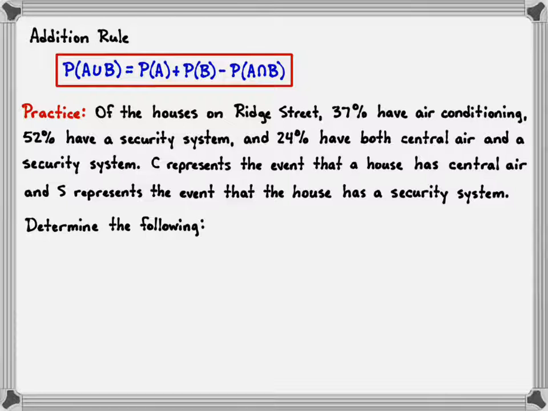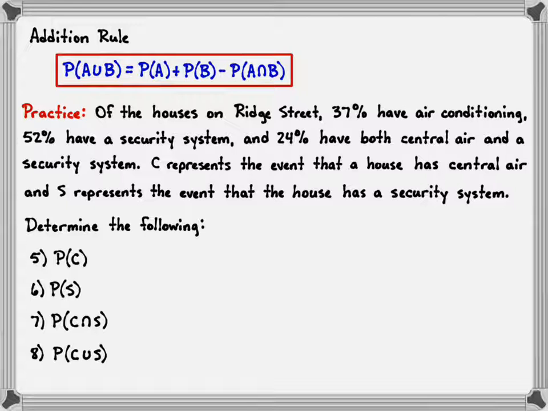C represents the event that a house has central air, and S represents the event that the house has a security system. Determine the following four things. Go ahead and pause this video and see what you come up with for each of these. If you have to, draw a Venn diagram or a table to fill it out, if that helps you answer these questions.